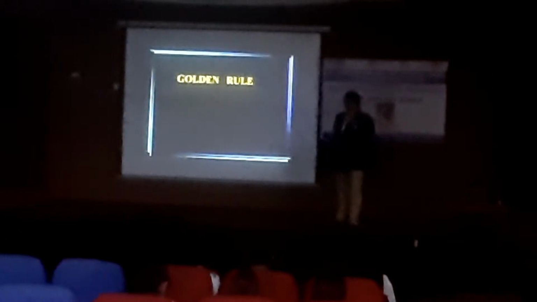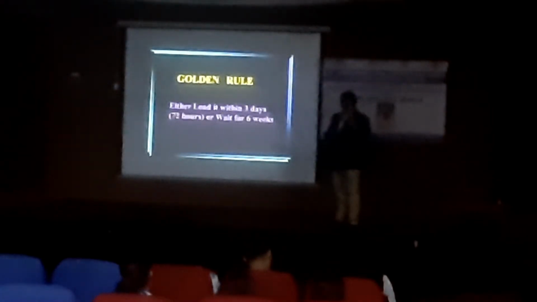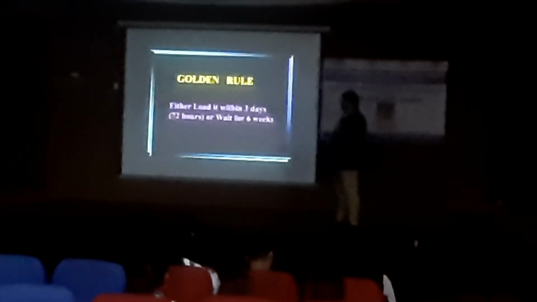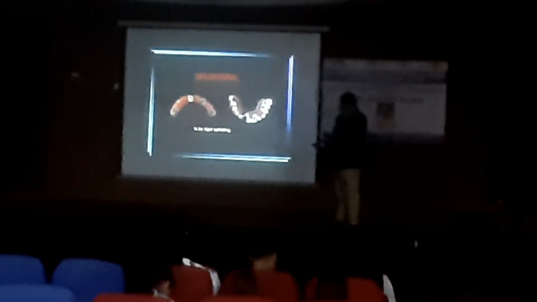So the golden rule is that if you can load the prosthesis within the first 3 days, that's the best thing. Or you at least wait for 6 weeks. That's the first thing. Also, the arch has to be rigidly splinted. Rigidly means the prosthesis should be rigid, not movable, only acrylic, because that's an area where fracture will happen, where the temporary abutments and temporary cylinders are.